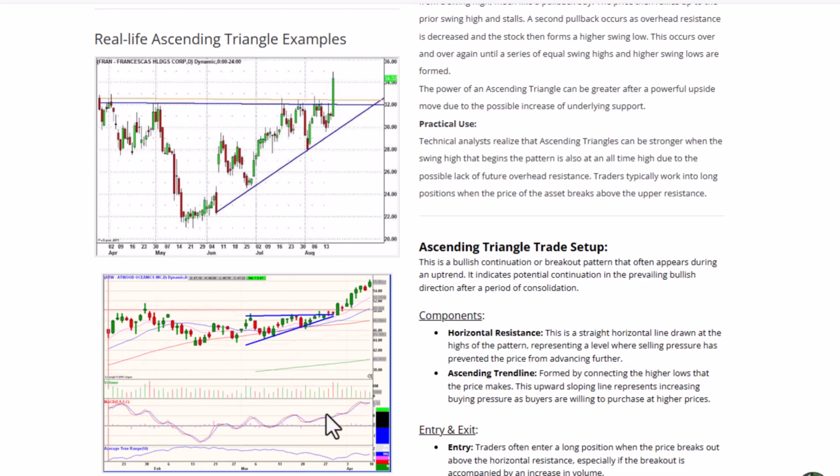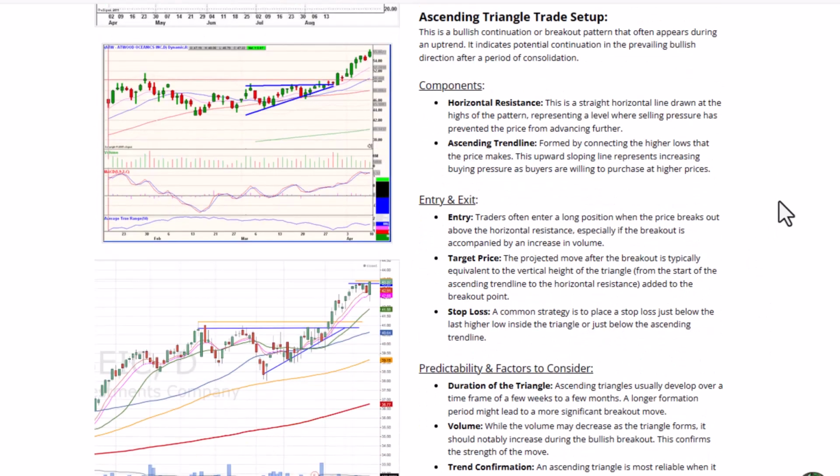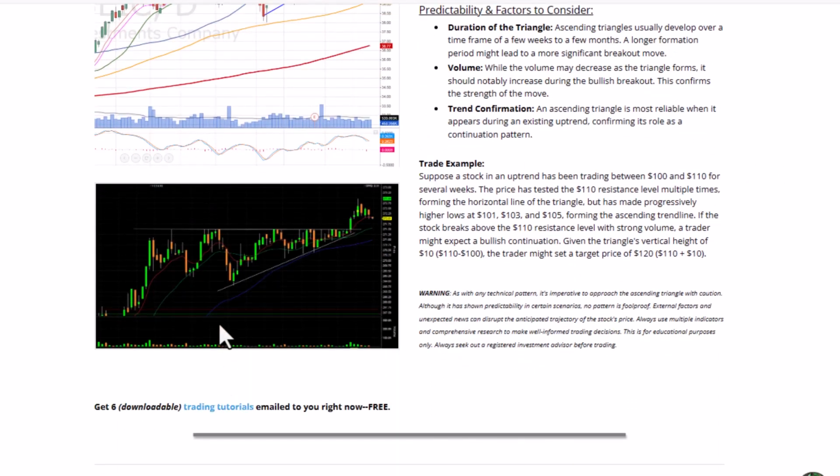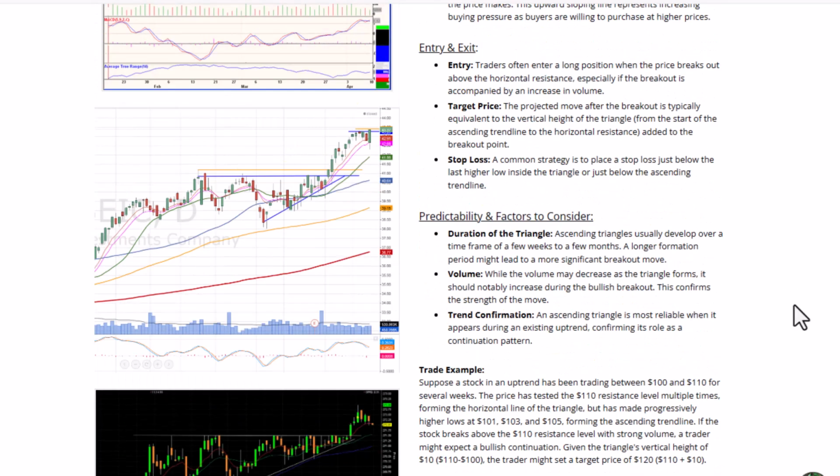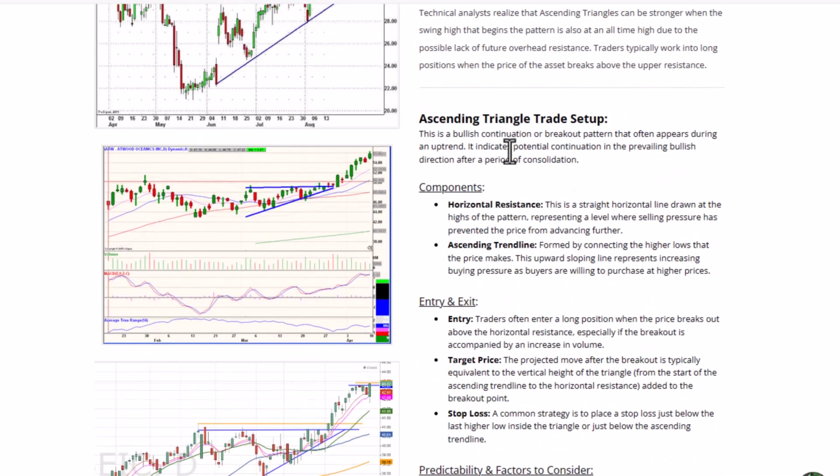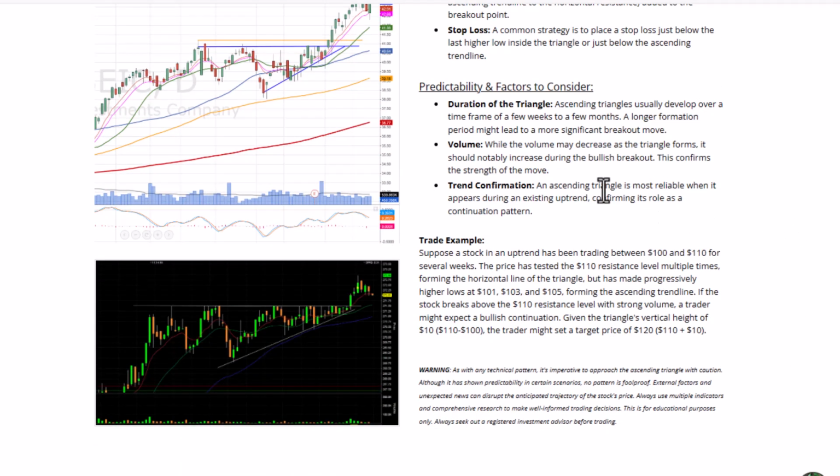Now, these white ones are daily charts where each candle is 1 day, and you can see where they've broken out. The darker, black ones here are from my day trading, an example of an ascending triangle that broke out. So those are real life charts, and you can see what the setup looks like on a chart. It also talks about what the components of an ascending triangle are, how you set up an entry, a target price or stop loss on it, and also predictability and factors to consider when getting into one of these ascending triangle trades.